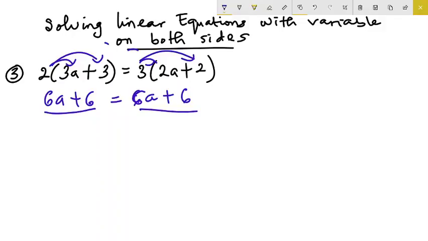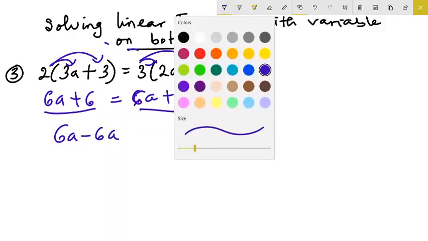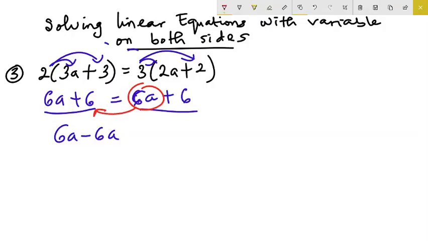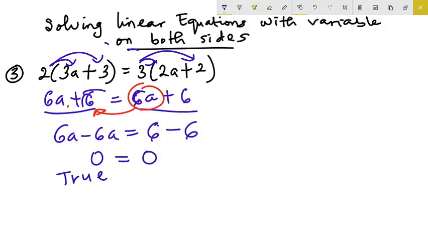So if you go further and say 6a minus 6a, you are bringing this 6a to the left, and it becomes negative 6a. So this will be 6a minus 6a equals 6. Then you bring this 6 to the right, so it becomes negative 6. In this case, you have 0 equals 0. This is a true statement, okay? Of course, 0 equals 0.